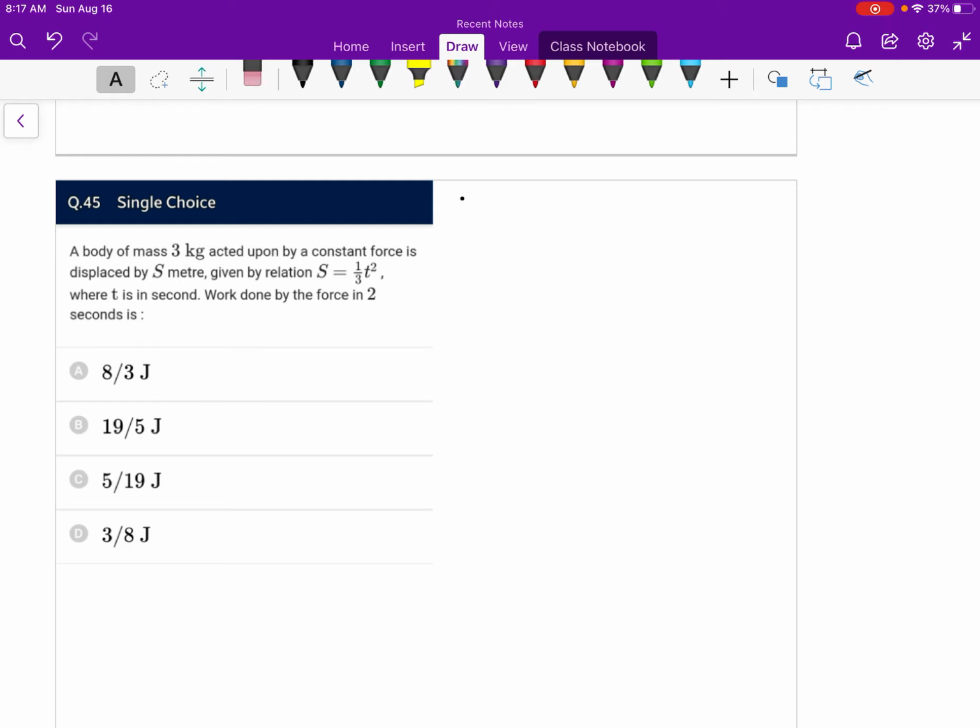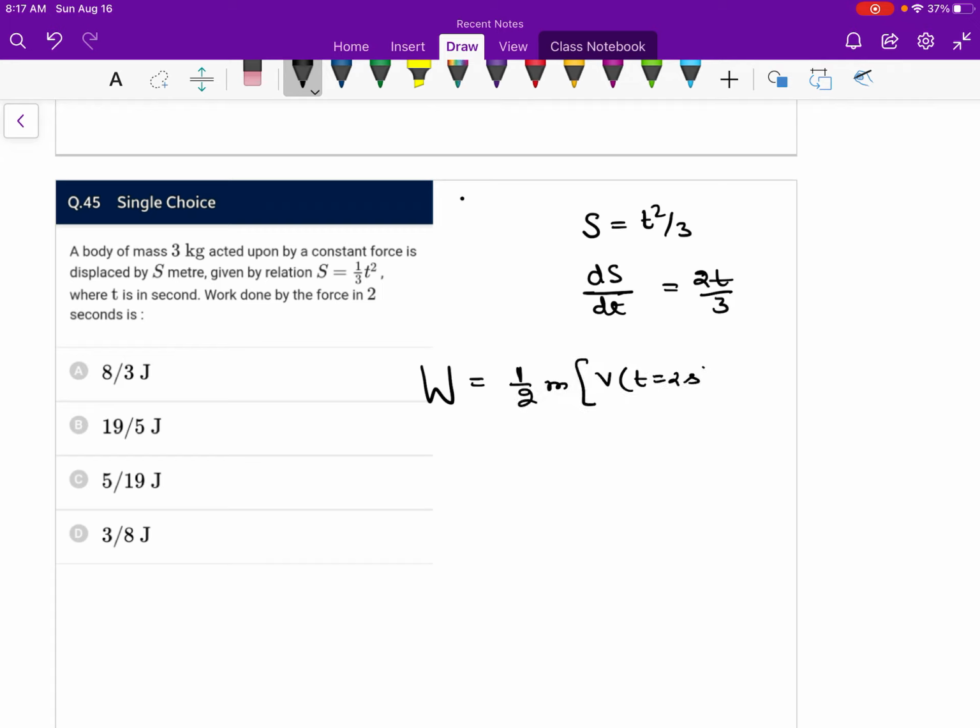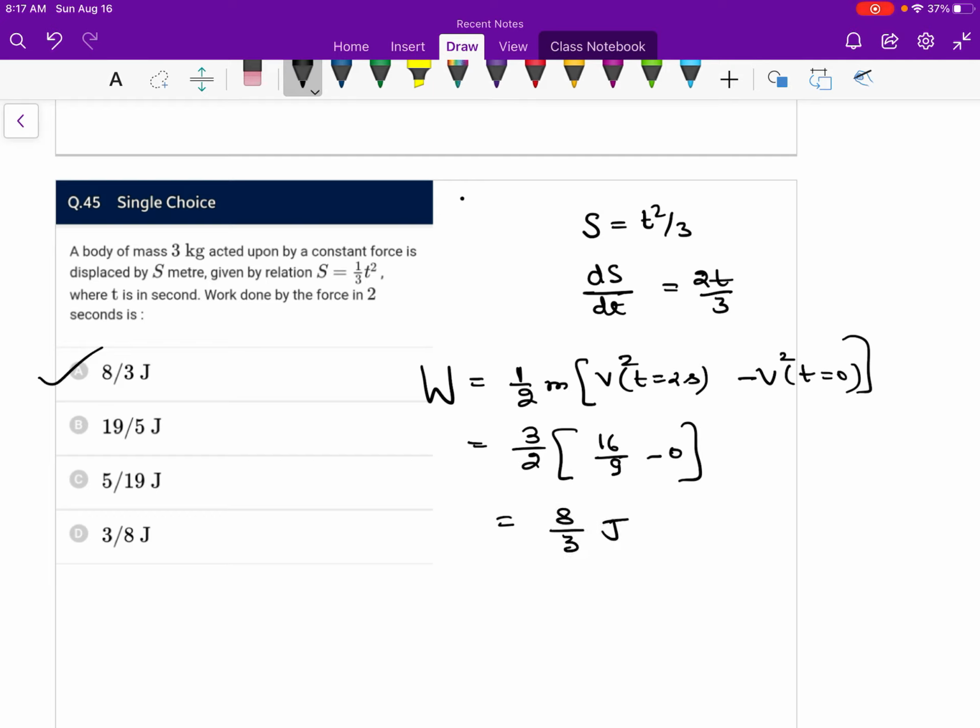A body of mass m is acted upon by a constant force. What is the work done by the force in the first 2 seconds? So S is t square by 3, ds by dt is 2t by 3. So work done is half m, v at t equals 2 seconds square minus v at t equals 0 square, from work energy theorem. So this is 3 by 2, v at t equals 2 seconds is 4 by 3, so 16 by 9, and v at t equals 0 is 0. So this is 24 by 9, which is 8 by 3 joules. So A is the correct option.